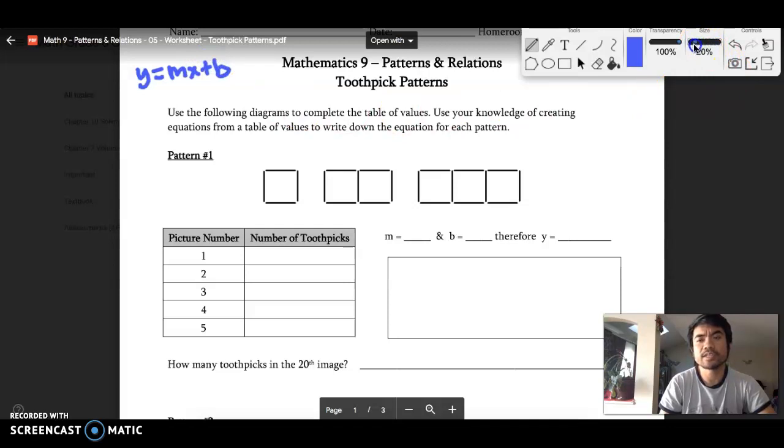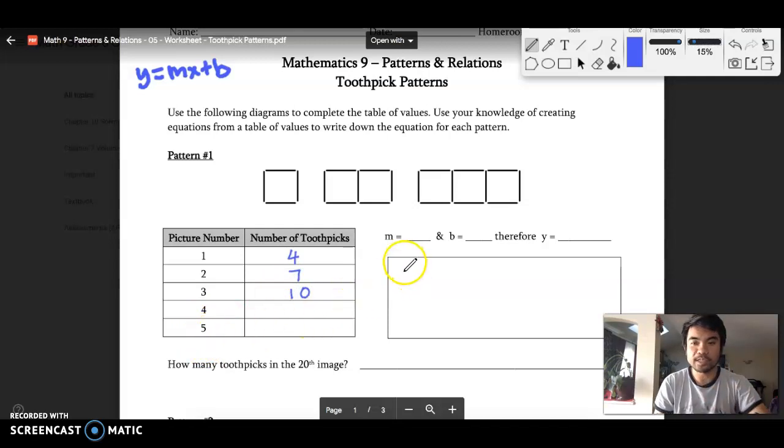So let's just fill in the tables first. Let's see, for my first picture, how many toothpicks are there? There are 1, 2, 3, 4. There's 4. Let's write that down. How about the second one? 1, 2, 3, 4, 5, 6, 7. 7. How about the third one? 1, 2, 3, 4, 5, 6, 7, 8, 9, 10. Now you need to find the fourth and the fifth one, right?